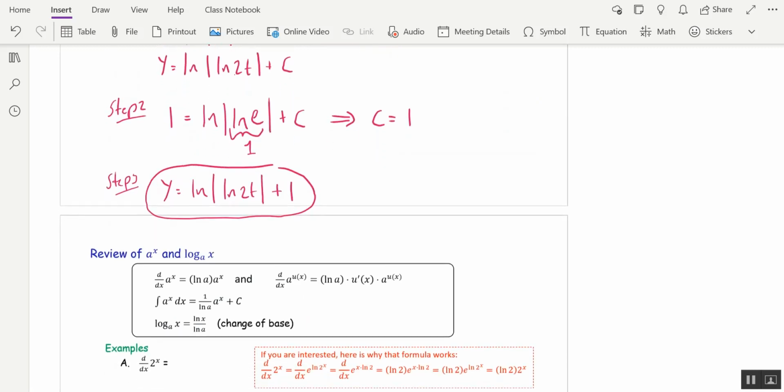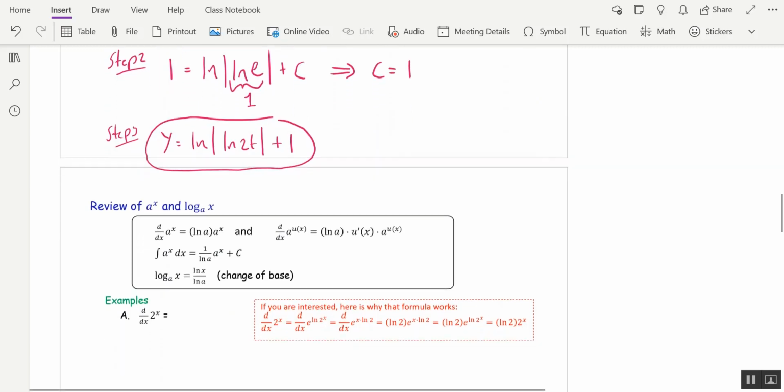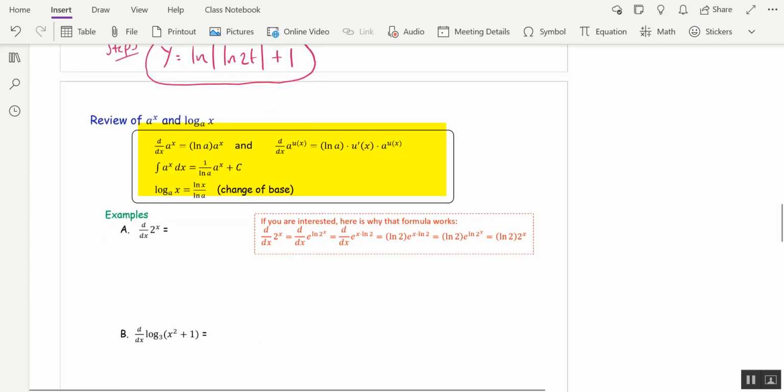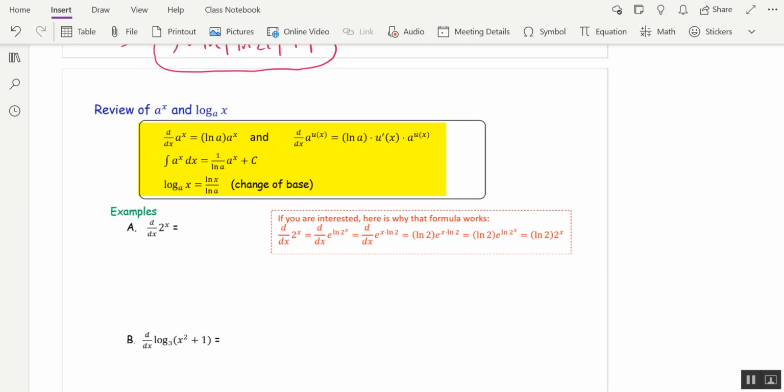Okay, last page is a review of calculus with a base different than e. So exponentials, a to the x, and logs that are not natural logs, log base a of x. So here are the formulas that we learned last semester, and let's just jump right in and use them rather than talk about them. The derivative of 2 to the x. Well, that's this formula right here. It's ln of 2 times 2 to the x. And if you're curious about why, I have an explanation in red that you can read.